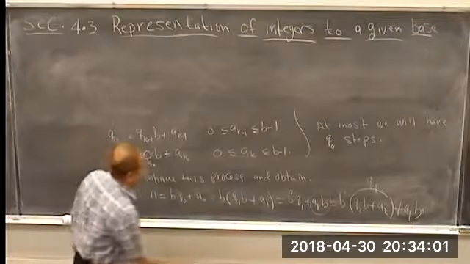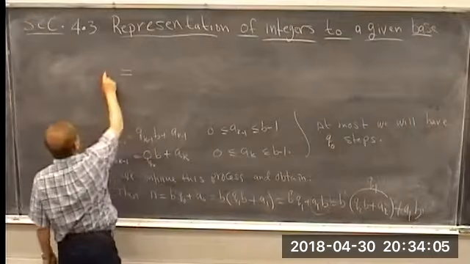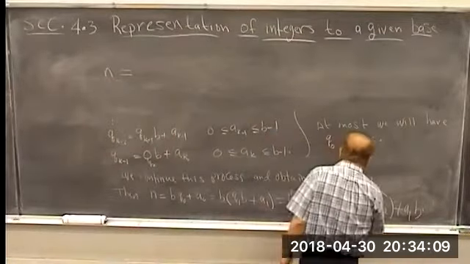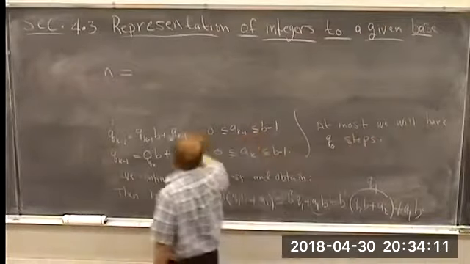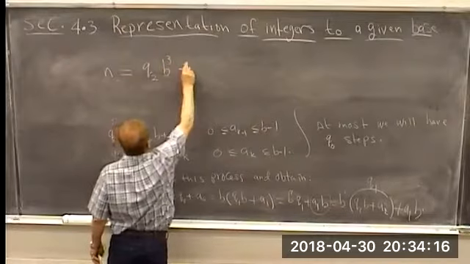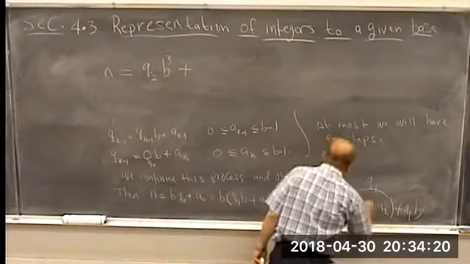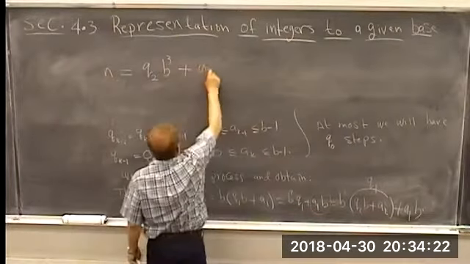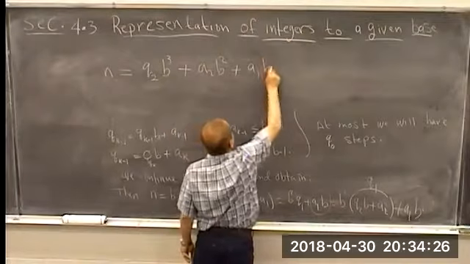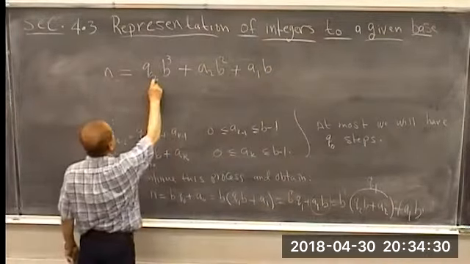So, and that in itself is equal to, remember, this is all equal to N. And then we have the Q2 B to the third plus A2 B squared plus A1 B. And now we're going to substitute for Q2.